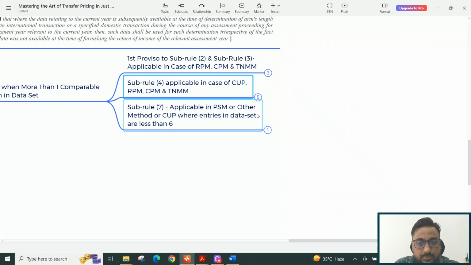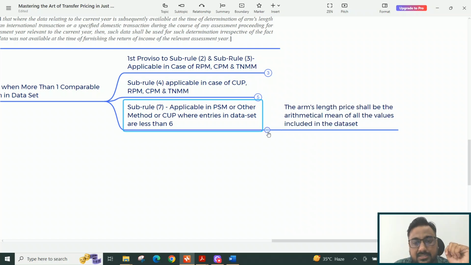I'll move to the next part, which is subrule 7. First of all, subrule 7 is applicable when you are going ahead with PSM or other method, or in case of CUP, because you saw that in case of CUP, if there are more than 6 entries, then you have to follow subrules 4, 5 and 6. But there is no provision for when there are less than 6 comparables in case of CUP. So in case of CUP also, subrule 7 will be applied, right?